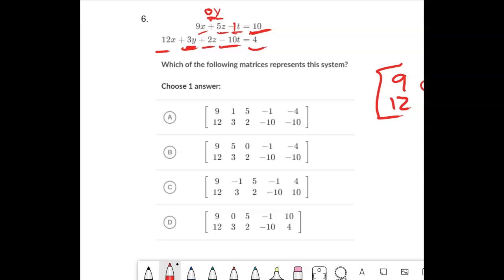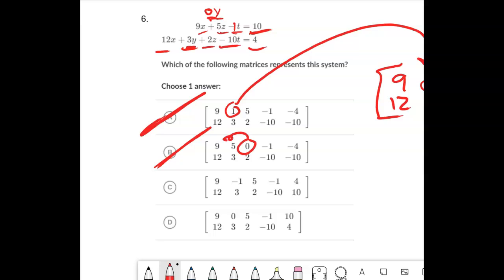Once again, let's not get tricked with this right here. That's a 0, right? So it can't be A. B is wrong because it puts it in the wrong spot. Okay, the 0 goes right there, right? All right. C is just wrong because it's not a negative 1. But D, that is correct. Okay. 9, 0, 5, negative 1, 1, 0, 12, 3, 2, negative 10, 4.